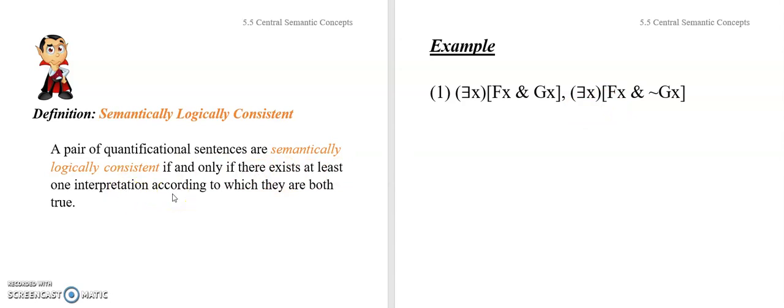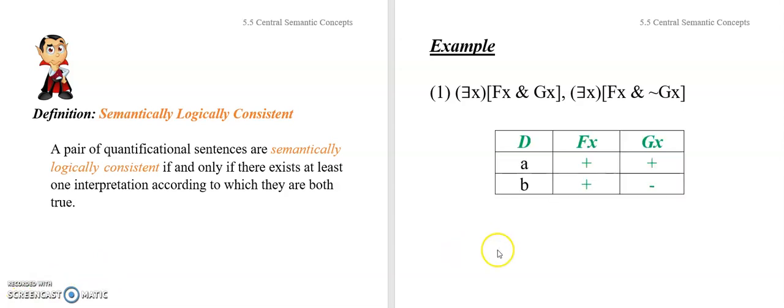Can you provide me with such an interpretation? Prove that they are semantically logically consistent by providing an interpretation according to which they are both true, let's say in two objects. Pause now. Okay, so here's an interpretation according to which both sentences are true, right? So the object A satisfies this description, it's both F and G. The object B satisfies this description, it's F and not G. And so both sentences are true on this one interpretation, and that is the definition of semantic logical consistency.